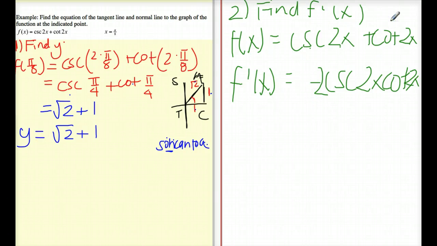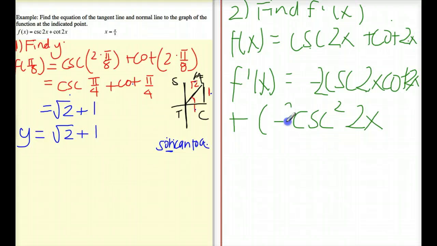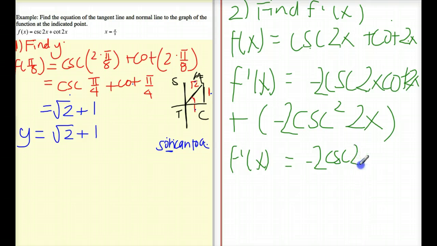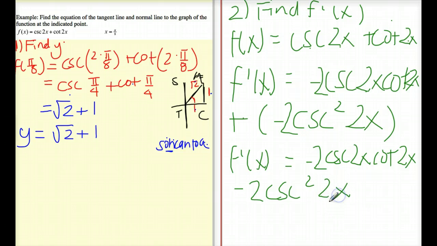Now I'm going to take this derivative, so I get plus the derivative of cotangent, which is negative cosecant squared. So I'm going to put negative cosecant squared of my stuff, which is 2x. And then I want the derivative of that stuff. So the derivative of 2x is 2, and I'm going to stick it right here in front. And if I fix this up a bit, I get f prime of x is equal to negative 2 cosecant of 2x cotangent of 2x plus minus gives me minus 2 cosecant squared of 2x. So are we okay so far?